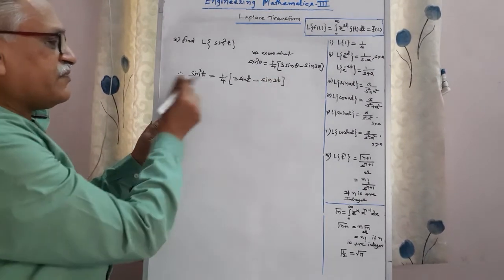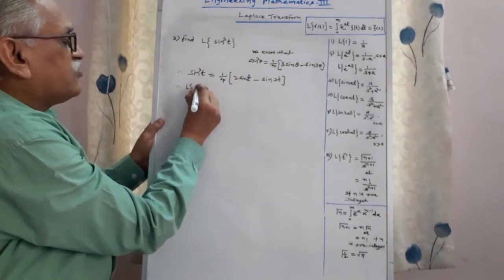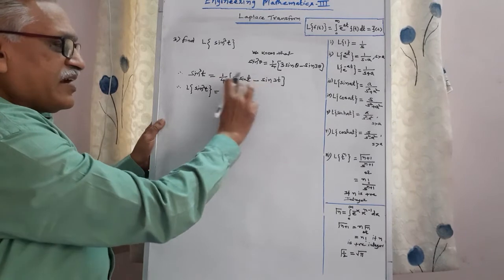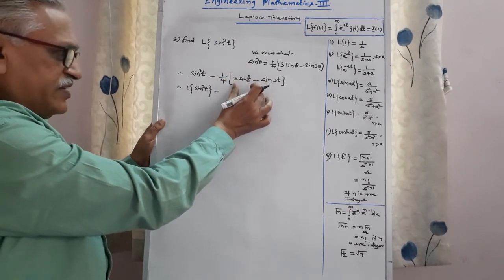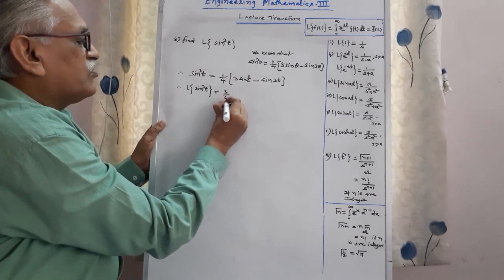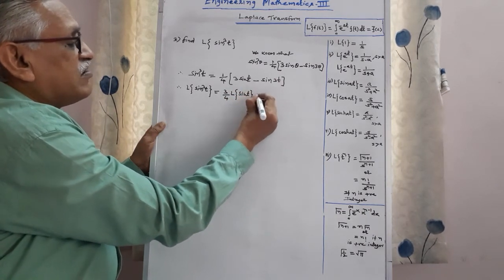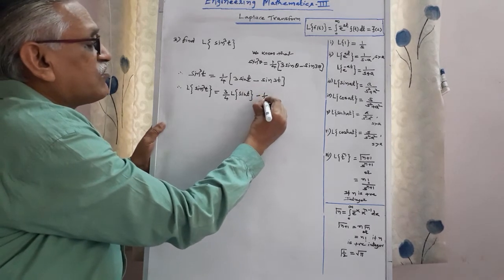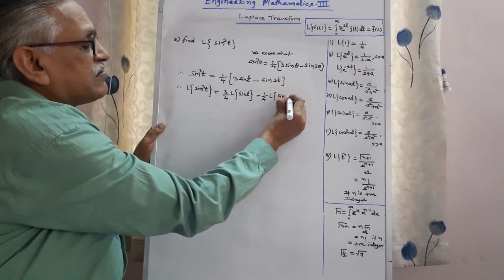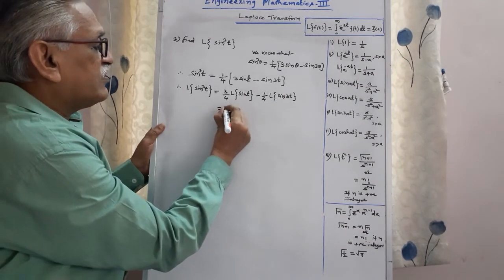Okay, and next step, taking Laplace on both sides. Therefore Laplace transform of sin cube t means the Laplace of this, applying directly that property of linearity. Constant term I will take it outside. Therefore, it is 3 by 4 Laplace of sin t minus 1 by 4 Laplace of sin 3t. Okay, and therefore it is equal to 3 by 4.